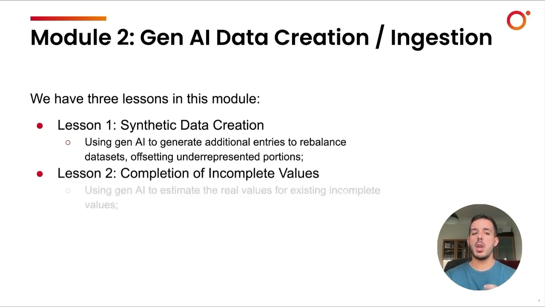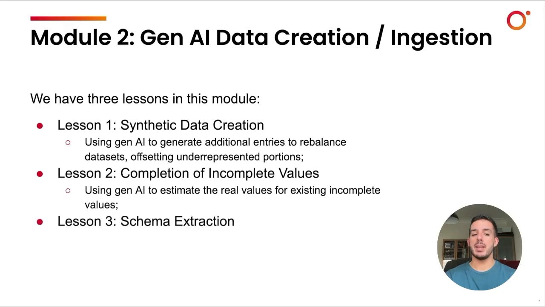Very straightforward. We use generative AI to estimate the real values for existing incomplete values. So we use the generative AI model to estimate the values in some way. And this may be for values that do not have a value, so incomplete entries, or for those that do have a value, but where that value doesn't make sense.